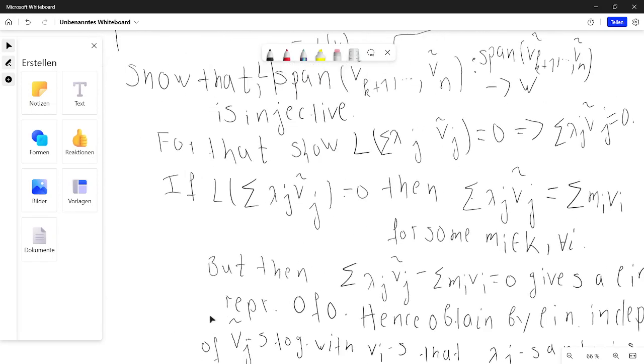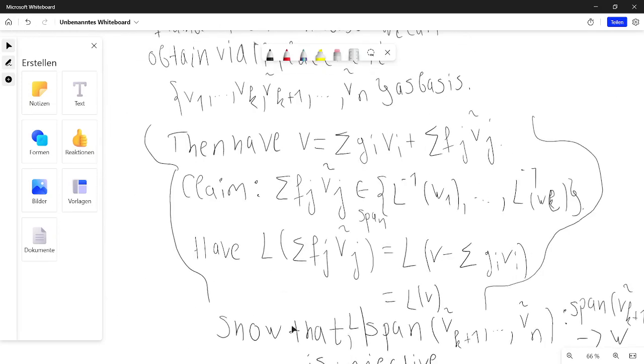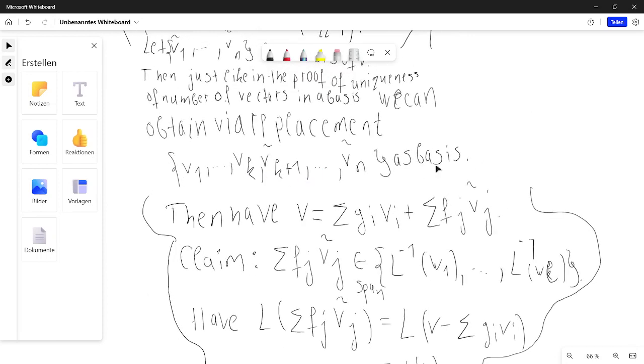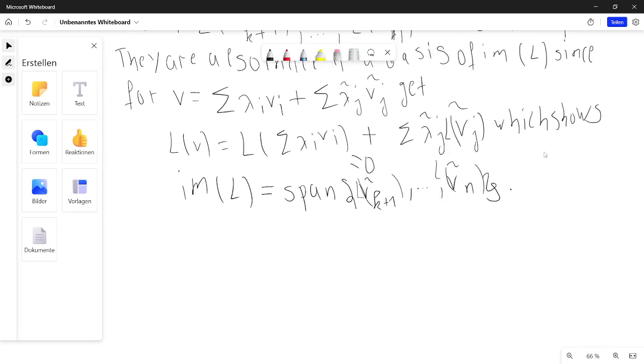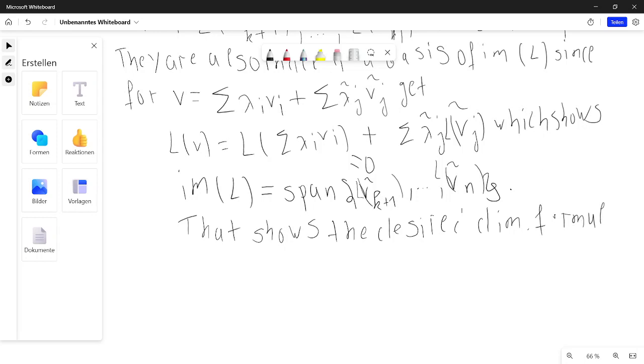We could just go through the vectors and count them, right? And here we have a number k, so n minus k plus k is equal to n, which is the number of vectors in the basis of V. That shows the desired dimension formula.